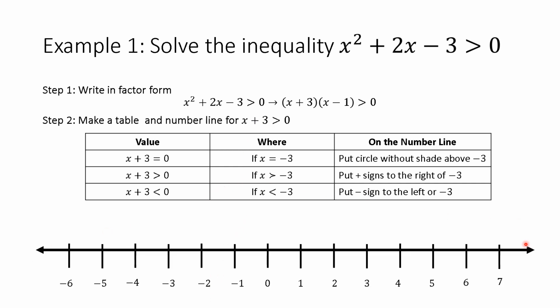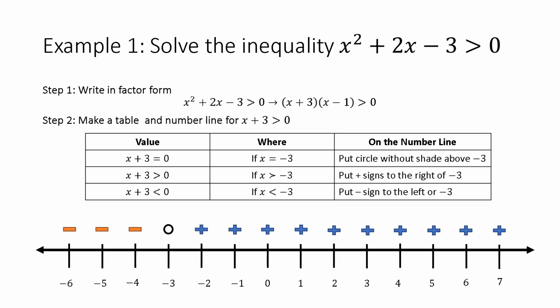Here is our number line. This is what we're going to do on the number line. You put a circle without shade above negative 3. Now, we put plus signs on the right of negative 3. So why is it plus? Because when you substitute any number there into x plus 3, it would be greater than 0. Next, let's look at x is less than negative 3. We put a negative sign going to the left. So that is the first part of our sign test.